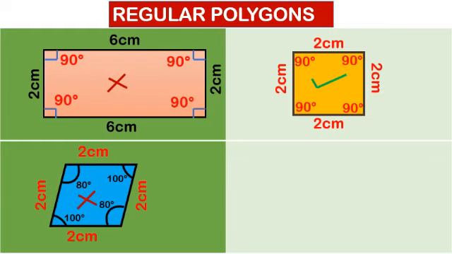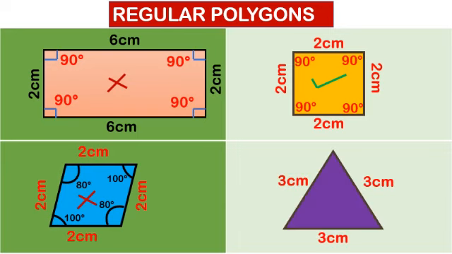Then which three-sided polygon has equal sides and angles? Yes, it is an equilateral triangle. If the angles of a triangle are equal, how much is each angle? Yes, sum of angles by number of angles. Here the sum of angles is 180 degrees. So 180 by 3 equals 60 degrees. Here sides and angles of an equilateral triangle are equal. So an equilateral triangle is a regular polygon.